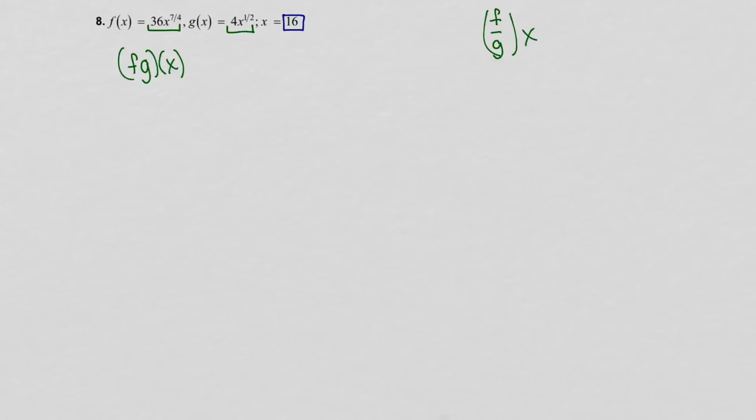So my f of x, that value we saw is 36 x to the 7/4 power, and my g of x is 4 times x to the 1/2 power. Okay, so pretty straightforward. We know that 4 times 36, you can use your calculator, and that'll give you 144. And then for our x's, we know when we multiply, that means we're going to add our exponents. So just some scratch work over here on the side. I've got 7/4 plus 1/2.